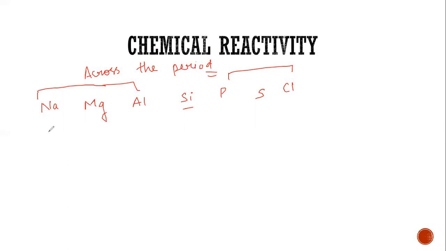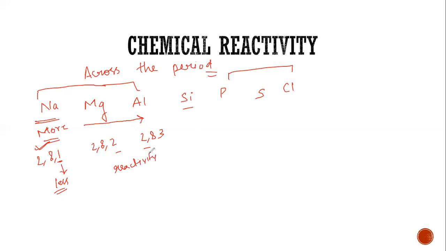The one which can easily lose electrons will be the more metallic. As you can see, the configurations are 2,8,1, 2,8,2, 2,8,3. Here it has one electron to lose, so it requires less energy to lose electrons, so it will be more metallic. Further, the energy will increase as the number of electrons in the outermost shell increases, because of which the chemical reactivity will decrease.